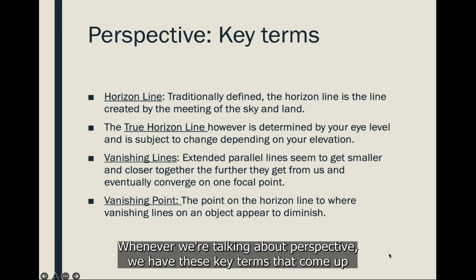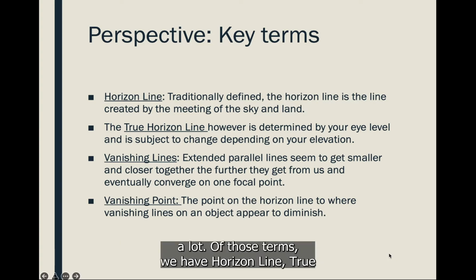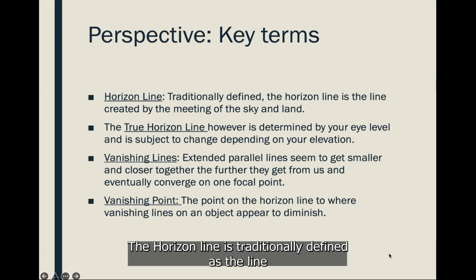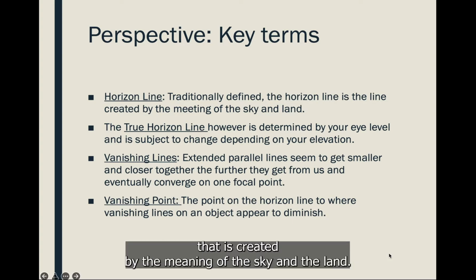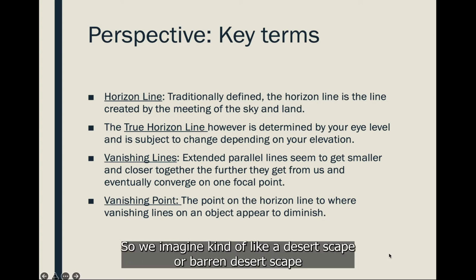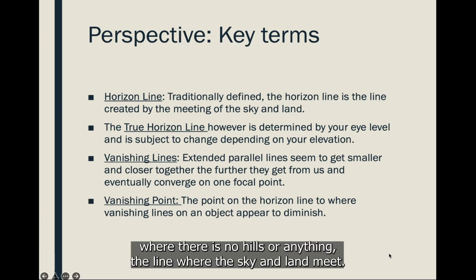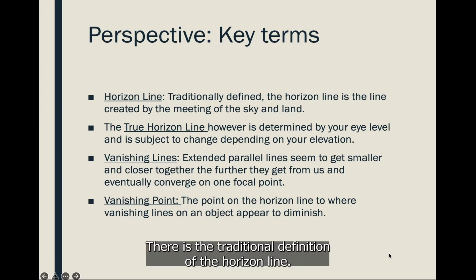Whenever we're talking about perspective, we have these key terms that come up a lot. Of those terms, we have horizon line, true horizon line, vanishing lines, and vanishing points. The horizon line is traditionally defined as the line that is created by the meeting of the sky and the land. So if we imagine a barren desertscape where there's no hills or anything, the line where the sky and land meet is the traditional definition of the horizon line.